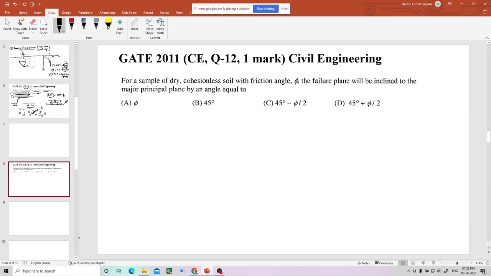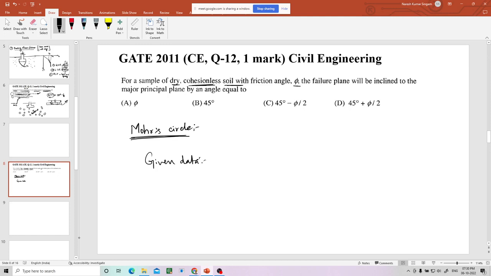So this question is from the GATE 2011 paper only. Again, this is the 12th question, which is of 1 mark. Okay, so let us go through this question. For a sample of dry cohesionless soil with friction angle phi, the failure plane will be inclined to the major principal plane by an angle equal to how much? So this is again related to the Mohr circle. I hope you are very comfortable with the Mohr circle right now, as per the discussion which we had.